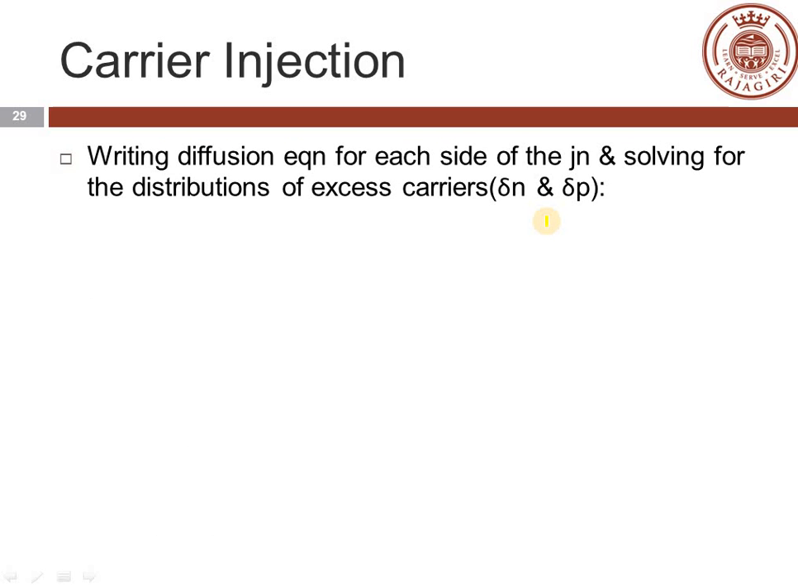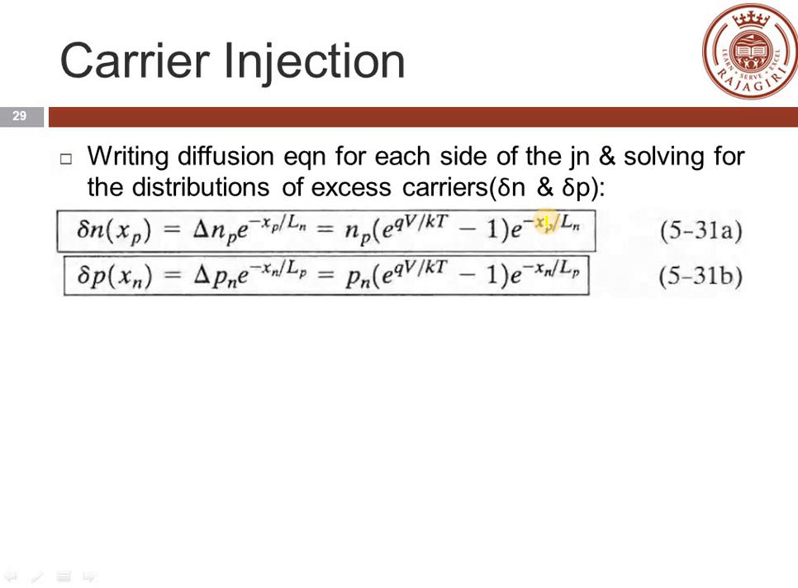Now we will write the diffusion equation on both sides of the junction and solve for the distribution of excess carriers, small delta n and small delta p. We get small delta n at xp, that is, electrons diffusing towards the p region: delta n at xp equals capital delta np times e to the power minus xp by Ln. This was the solution of the diffusion equation we solved earlier. The only difference is that to indicate the p region we have the suffix p here, xp and np. Now delta np we know, which is np times e to the power qV by kT minus 1, that we have substituted.